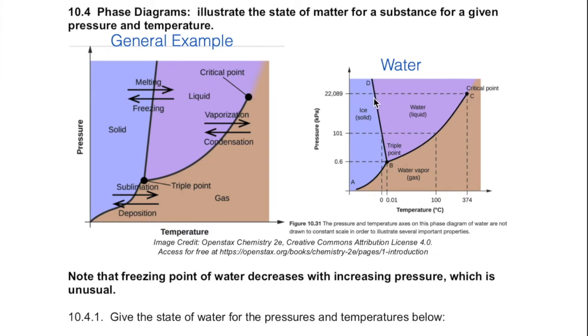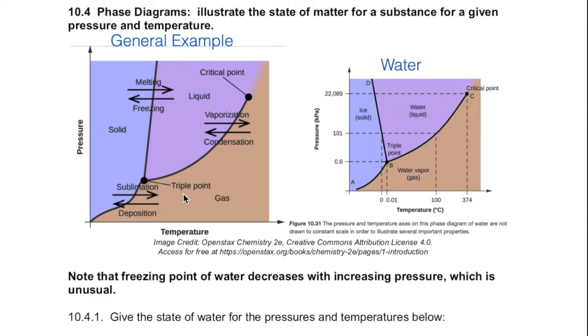Also, something that's unusual about water is that as you increase the pressure, the melting point, the transition from ice to water, happens at lower temperatures, whereas for most substances, it happens at slightly higher temperatures as you increase the pressure.